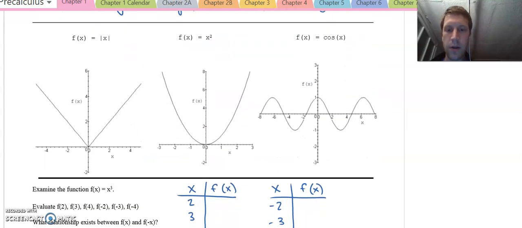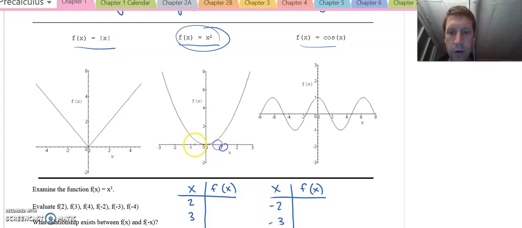So let's take a look at 3 different even functions. The one that we just looked at is f of x equals the absolute value of x. This is probably your most common one in the middle, x squared. And then cosine of x is another one. There's a million of these. I've counted them. So let's look at this.